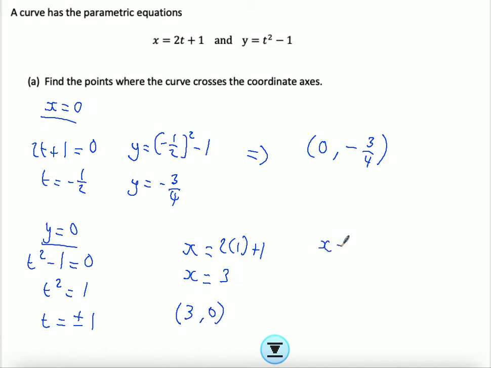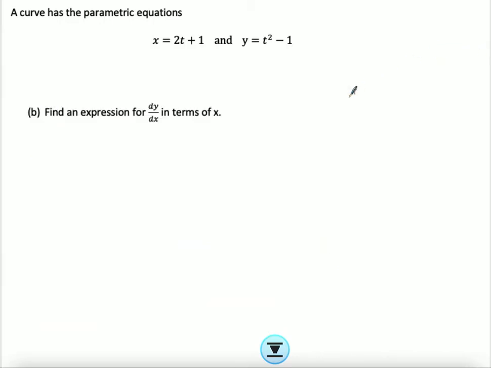And then what about if t was negative 1? So that is going to be negative 1. So we're going to be cutting the coordinate axis at negative 1, 0 as well. So that's 0, negative 3/4, 3, 0, and negative 1, 0. I thought that was a useful thing to go through. Okay, on to the main event, differentiating parametrics.